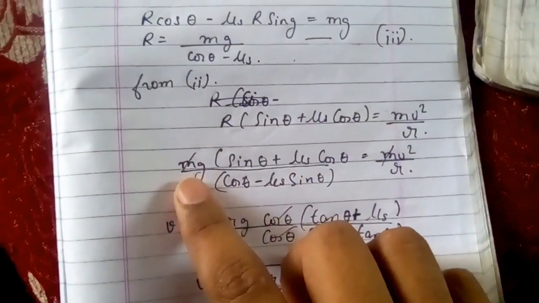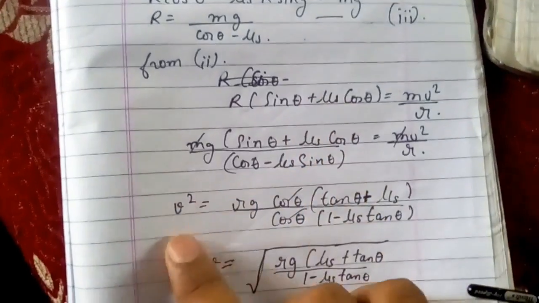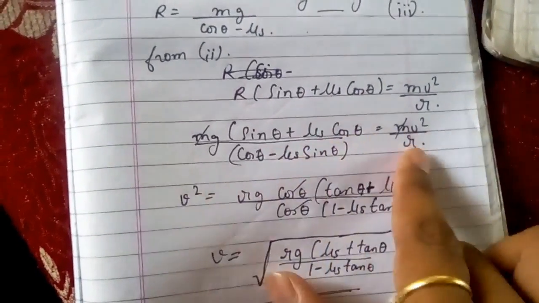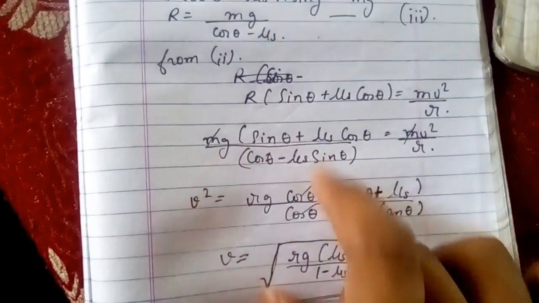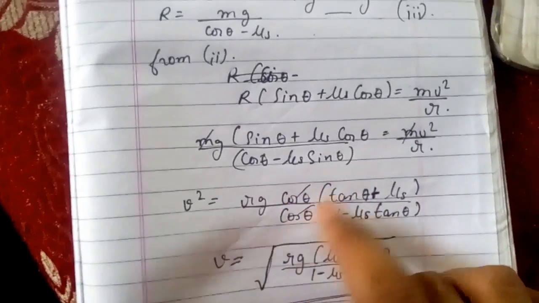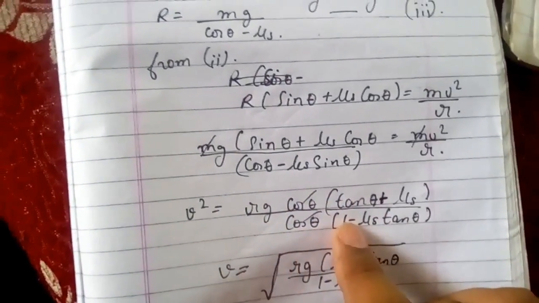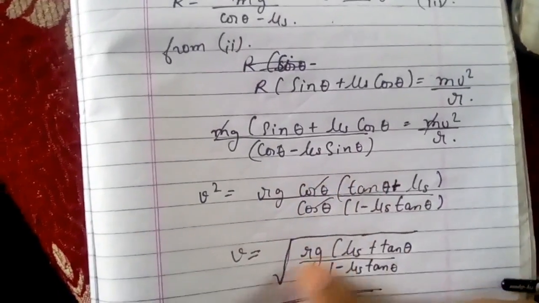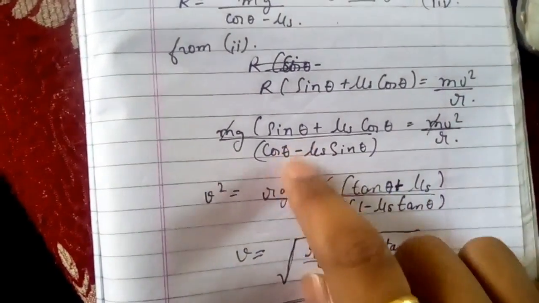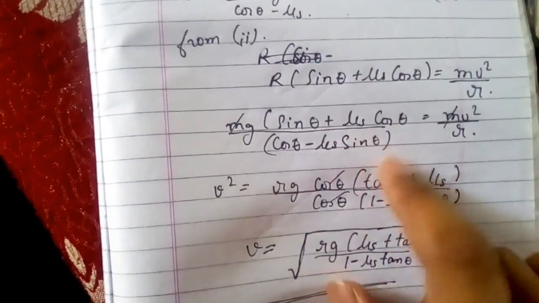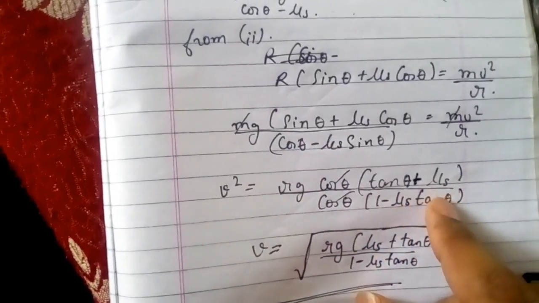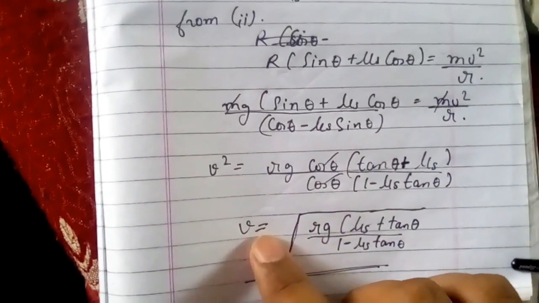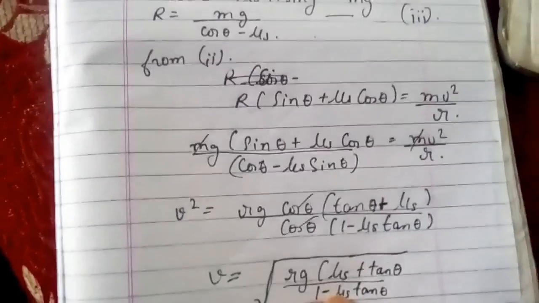So here, putting the value of R that we have found, mg upon cos theta minus mu s sin theta, and cutting off m, we get v square equal to r g into, taking cos theta common. This is a very usual step we carry out while solving trigonometric equations. Following this we get tan theta plus mu s, because sin theta upon cos theta is equal to tan theta, and here cos theta is common, and similarly we get tan theta here, and this is the equation for the maximum safe speed.